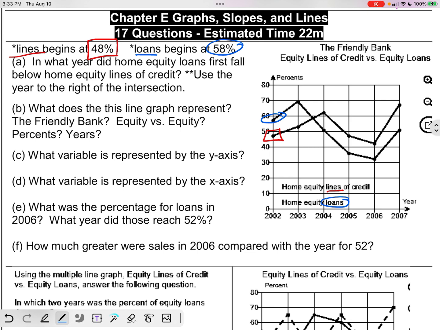Part A. In which year did home equity loans first fall below home equity lines of credit? So whenever you're looking at this and we're following this line, that's where our path is. Do you see where they cross each other? So we need this year that's here, which corresponds with the year 2004.